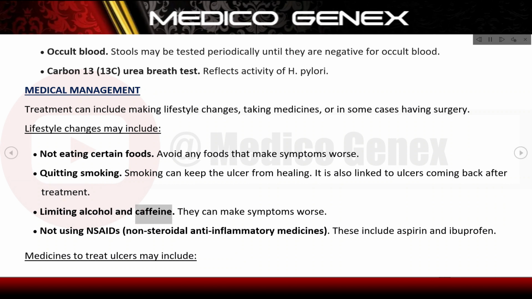Limiting alcohol and caffeine. They can make symptoms worse. Not using NSAIDs, non-steroidal anti-inflammatory medicines. These include aspirin and ibuprofen.